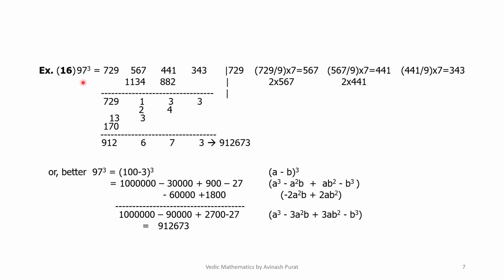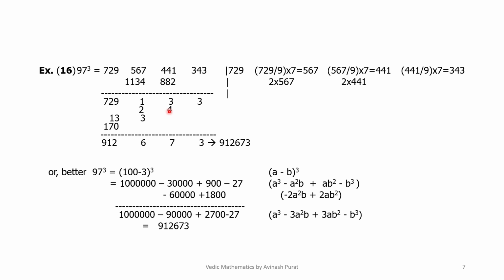Example 16, 97 cube. 9 cube is 729. 729 divided by 9 multiplied by 7 is 567. 567 divided by 9 multiplied by 7 is 441. 441 divided by 9 multiplied by 7 is 343. Now 567 multiplied by 2 is 1134, and 441 doubled is 882. So the total is 343.